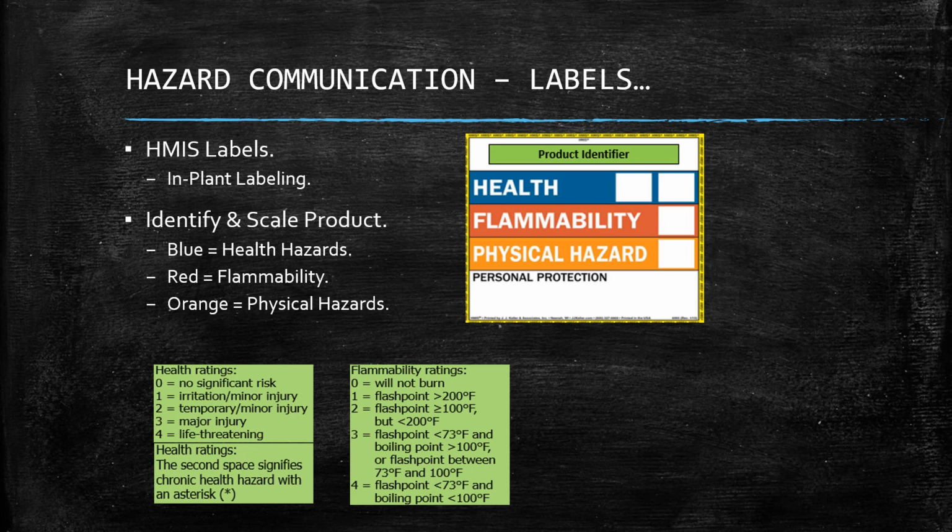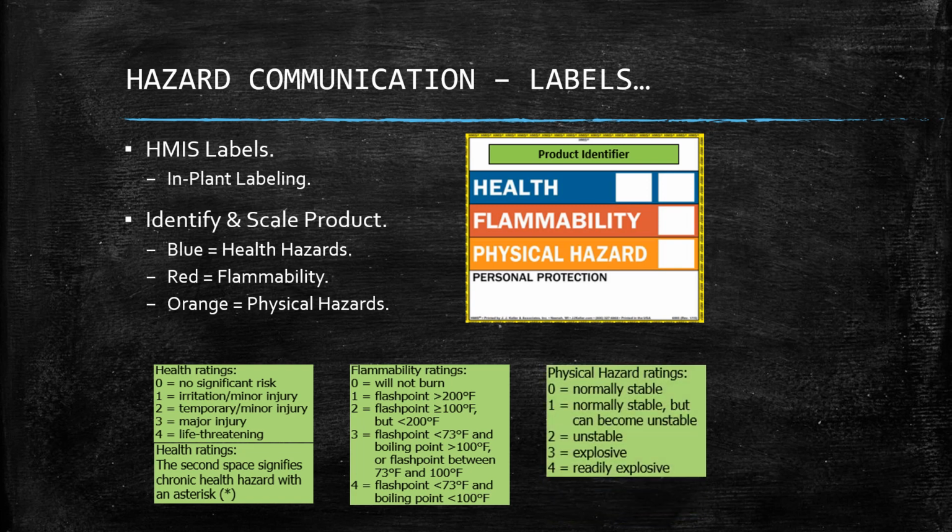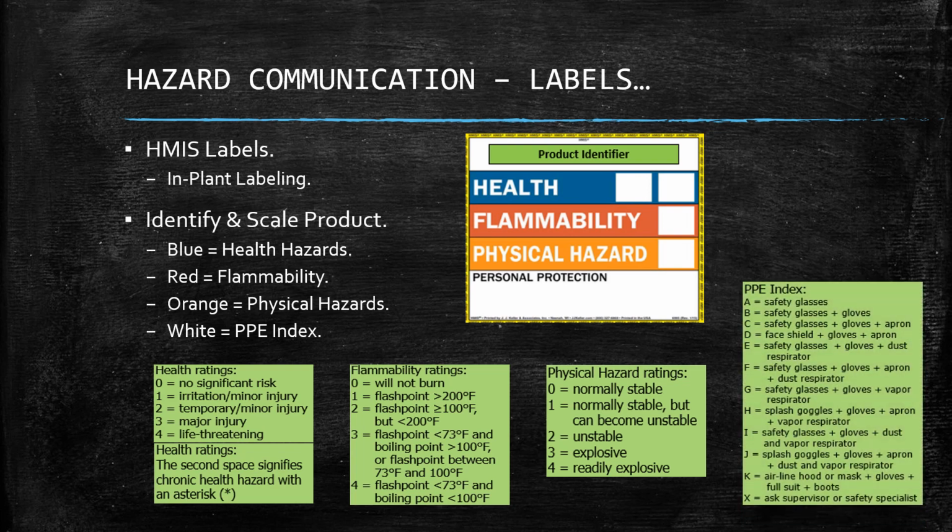The orange bar indicates physical hazards. 0 represents non-explosive and normally stable under fire, while 4 represents that something is readily explosive even at normal temperatures and pressure. And white indicates personal protective equipment required for safe handling with the codes and icons shown at the right.